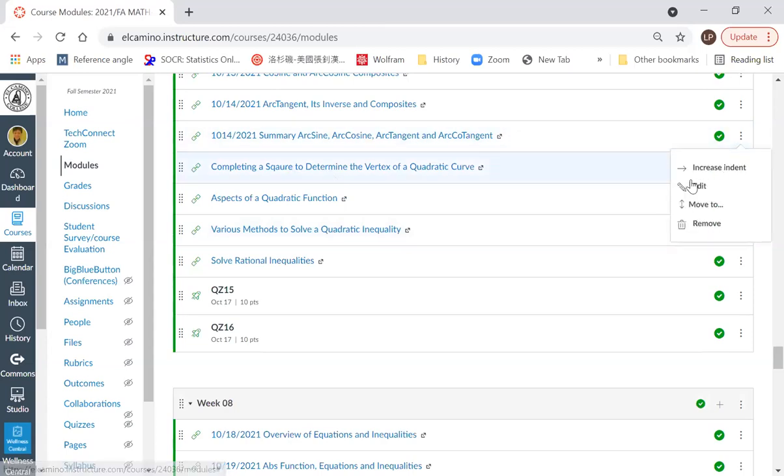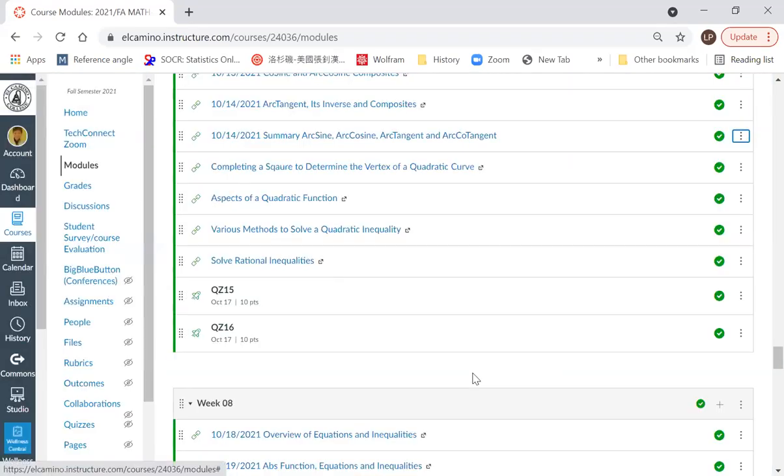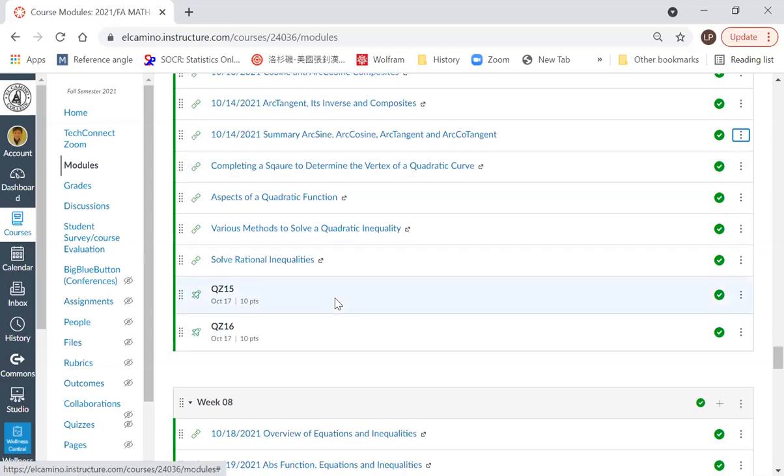And here, this date is... the other topics that are not dated, those are the old lectures. Those are the old lectures from my last semester.